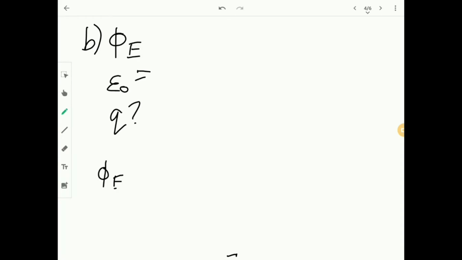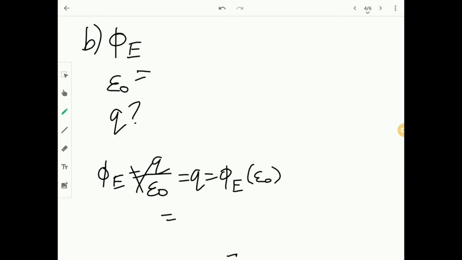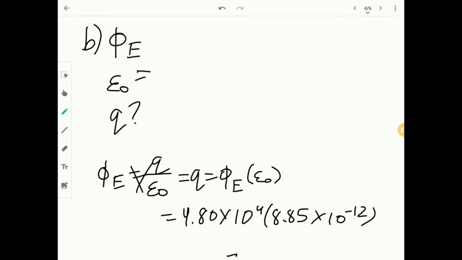Since the flux is Q over epsilon 0, cross multiply, shouldn't Q equal flux times epsilon 0, which is simplified to 4.80 times 10 to the 4 times 8.85 times 10 to the minus 12, which is 4.25 times 10 to the minus 7 coulombs.